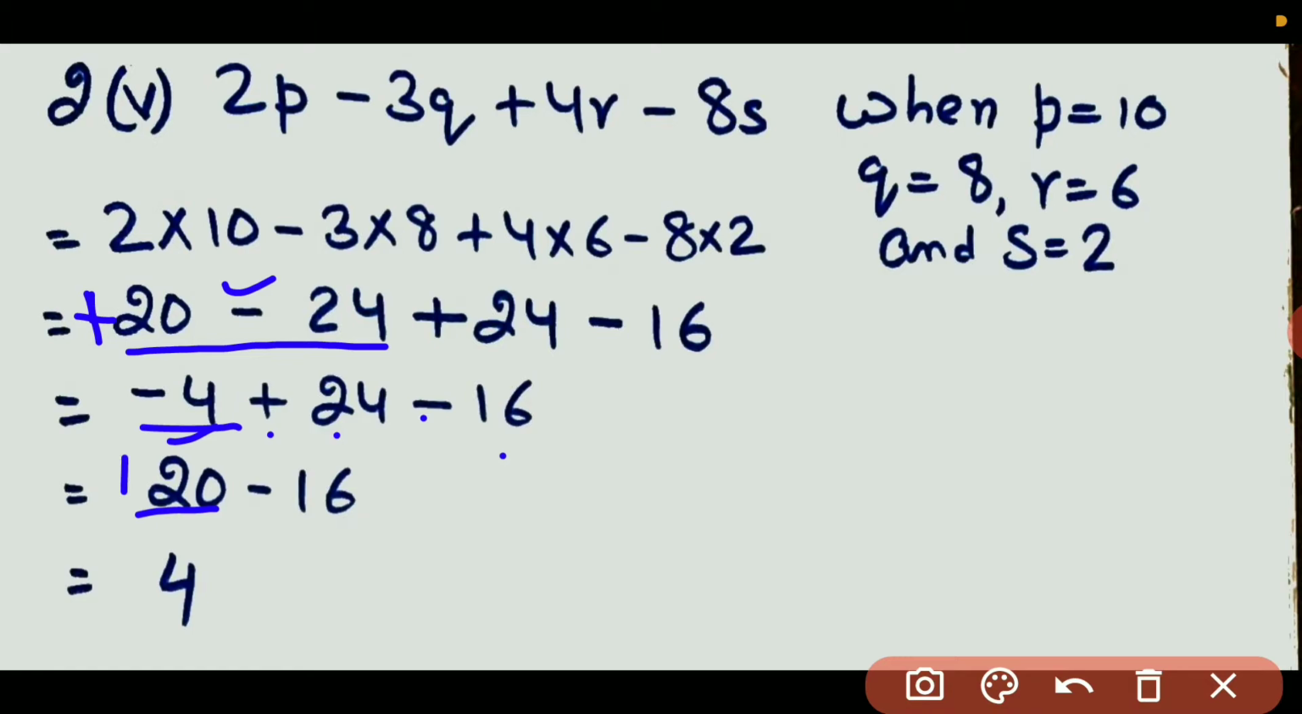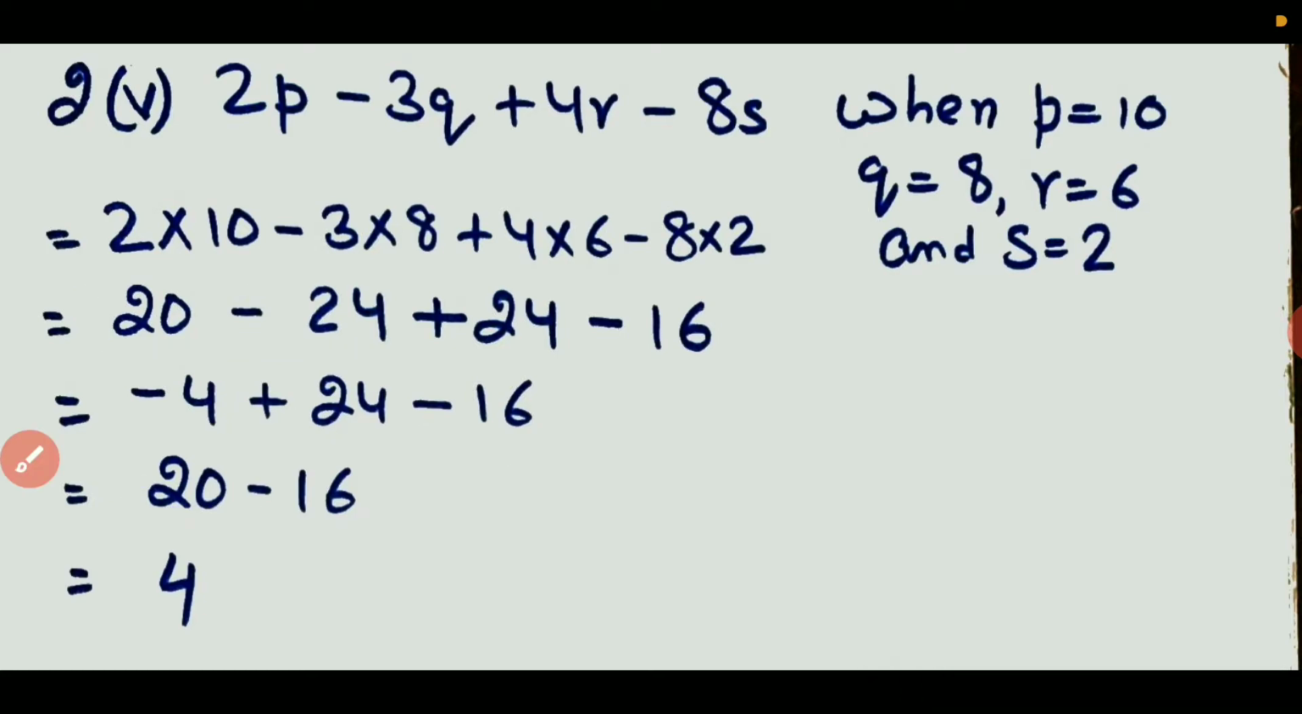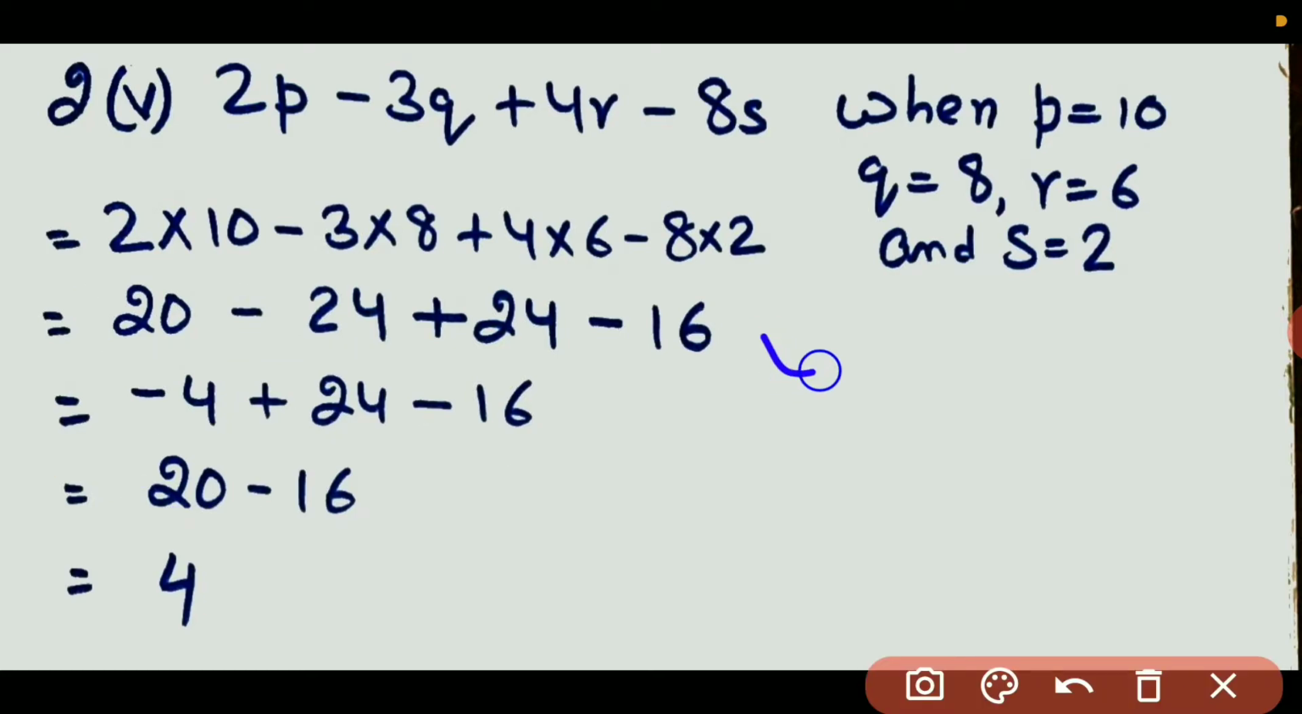I have not written any sign, because if there is no sign, it means a plus sign. So minus 16. Now 20 minus 16 shall give me 4. This same sum can also be done by using this technique. Till here the steps will be same.